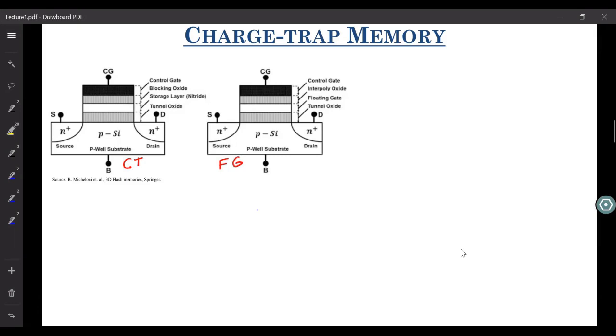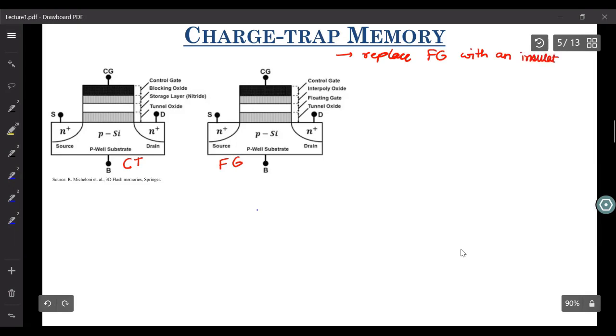So the only difference between the floating gate cell and the charge trap cell is, let me write it as well. So you replace this floating gate, which stores the charge, with an insulator or a dielectric. But how is a dielectric supposed to store charges? So you use a dielectric which has a large number of traps. If there are no traps, you induce traps within the dielectric.